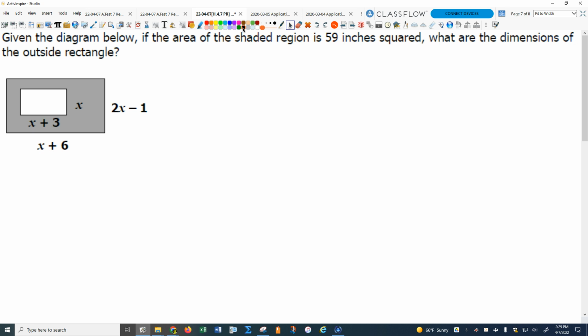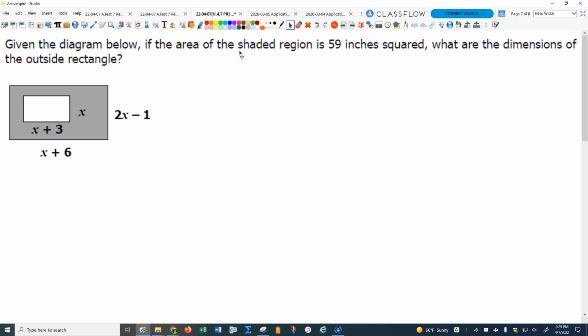So the big rectangle is going to have area what? Trey, what's the area of the big rectangle going to be in terms of x? How would I find it? Well, you have to multiply it all out. Just what times what? There you go. So that dimension times that dimension. Good.